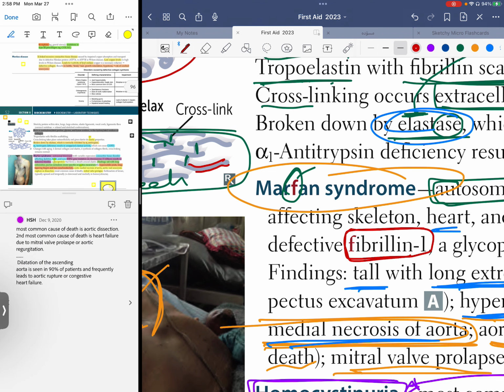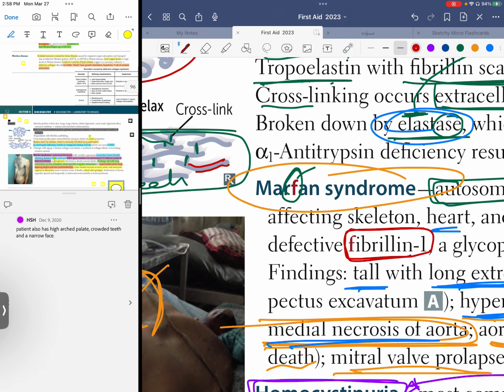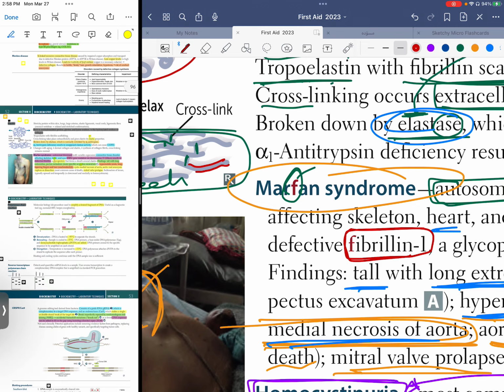The most common cause of death is aortic dissection. The second most common cause of death is heart failure due to mitral valve prolapse or aortic regurgitation. Dilatation of the ascending aorta is seen in 90% of patients and frequently leads to aortic rupture with or without congestive heart failure. Patients also have high arched palates, crowded teeth, and a narrow face.